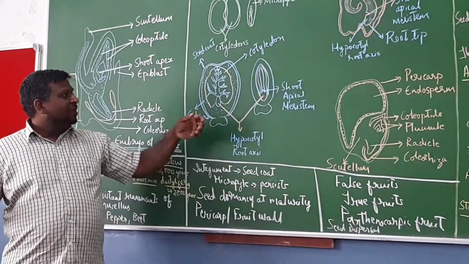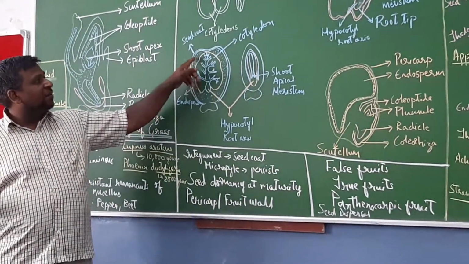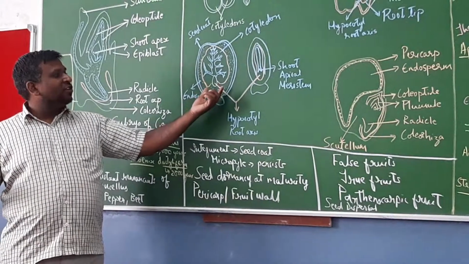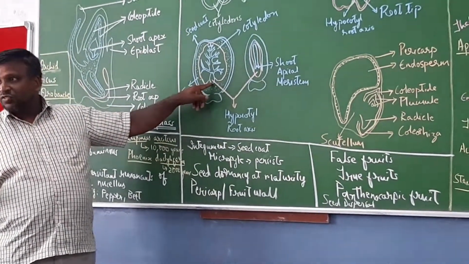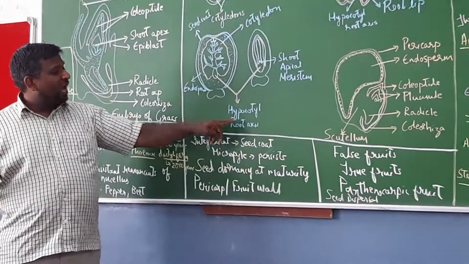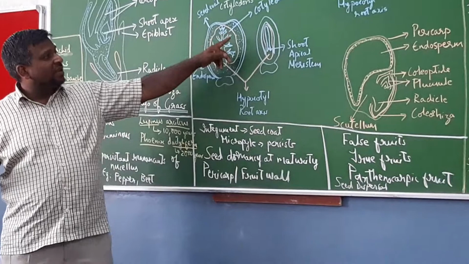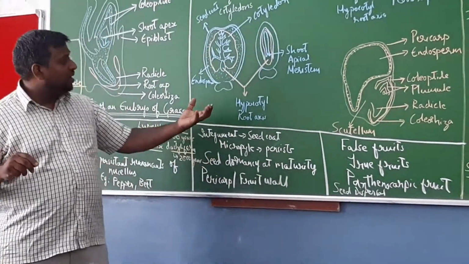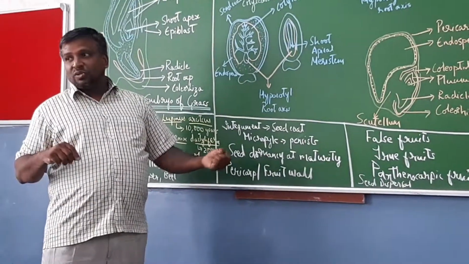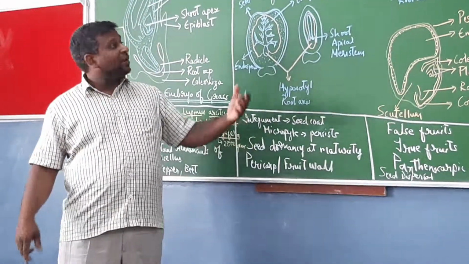C-A-R-U-N-C-L-E, caruncle. So this whitish part is nothing but the endosperm, and inside you find the embryo. You can already see the root axis of the embryo developing, you can also see the cotyledon, and this is the shoot apical meristem that you find in a castor seed. So castor seed is an albuminous seed. You can remember that.